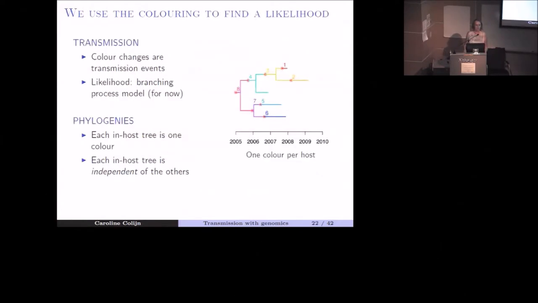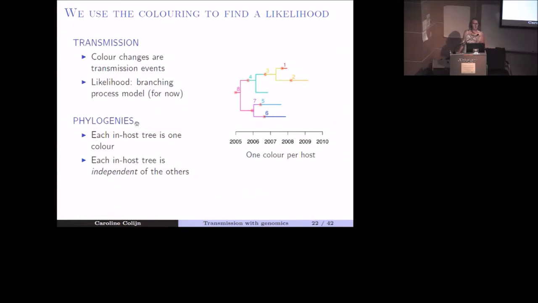Okay, so I'll tell you a little bit about what we do to get the likelihood. I've just told you color changes are transmission events. So now that we have this tree divided up into all the person-to-person transmissions, we can use our understanding of how the epidemiology works to write down the likelihood of that process. So how likely was it that we would have missed case 8 in 2005 and that case 8 took nearly 2 years between getting infected and infecting 4, and case 8 infected 2 people? All of that comes into this first part of the left-hand column.